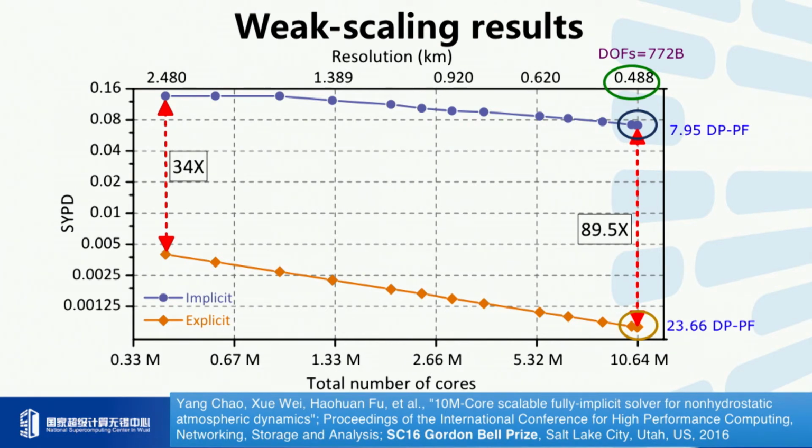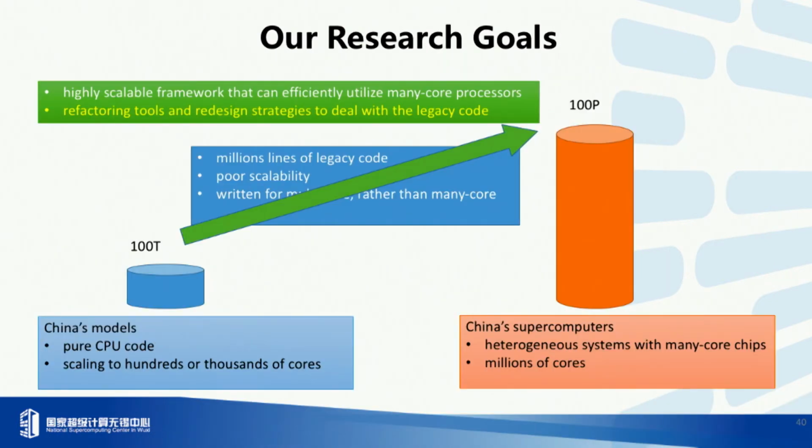Now this is still at the solver stage. We still need some extra work, maybe another 5 years, to convert this into a practical dynamic solver. But this shows some potential of the implicit solvers in the atmospheric dynamics problem. So this is the first example I give of how to design a really highly scalable algorithm that can make very good utilization of our system.